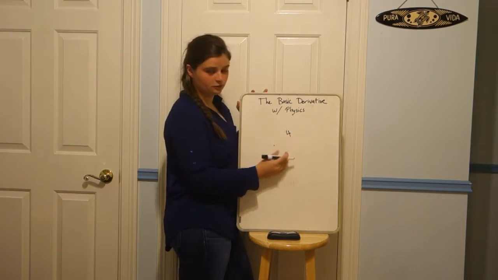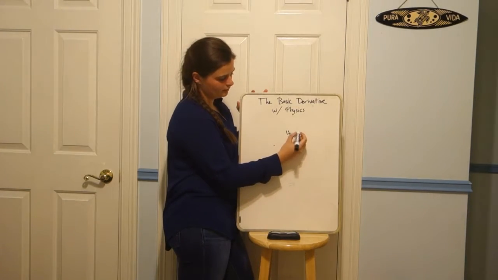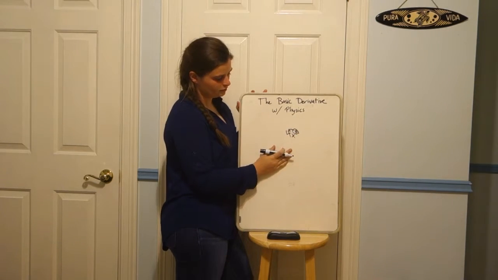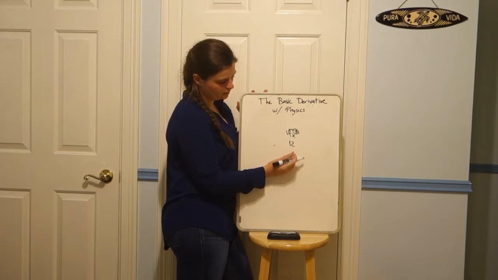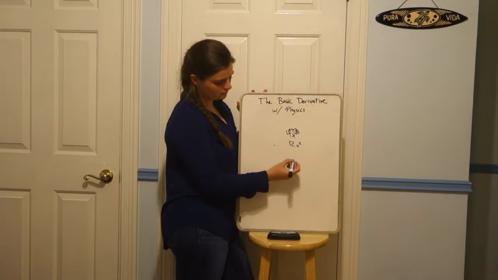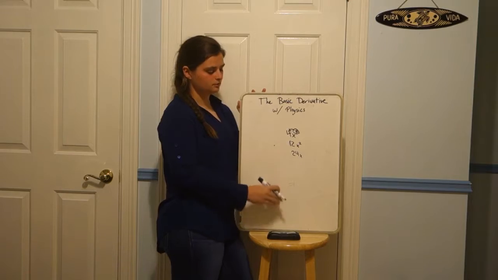So you take a random coefficient, multiply that by a variable to a random exponent, and then you take your exponent and multiply that by your coefficient, giving you 12, and then you subtract 1 from your exponent, so 12x squared. And then you can continue to do that, so that's the first derivative. Second derivative would be 24x, and so on and so forth.